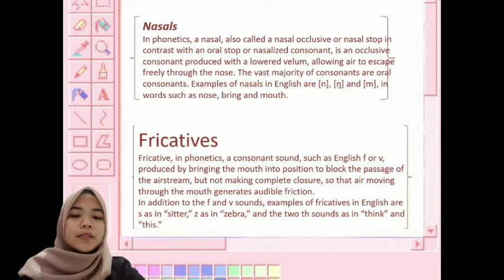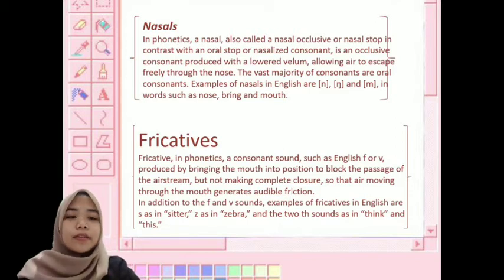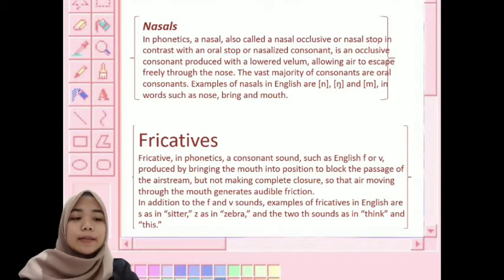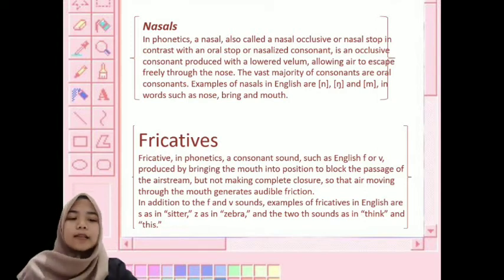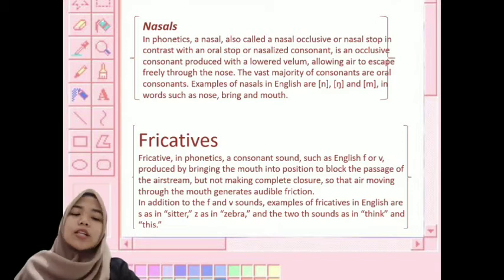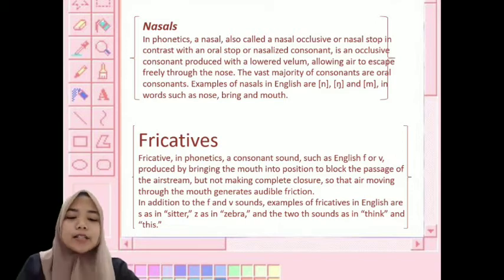Fricatives. Fricatives are consonants produced by forcing air through a narrow channel made by placing two articulators close together. This may be the lower lip against the upper teeth, in the case of F, or the back of the tongue against the soft palate, in the case of German, or the side of the tongue against the molars, in the case of Welsh. This turbulent airflow is called frication.